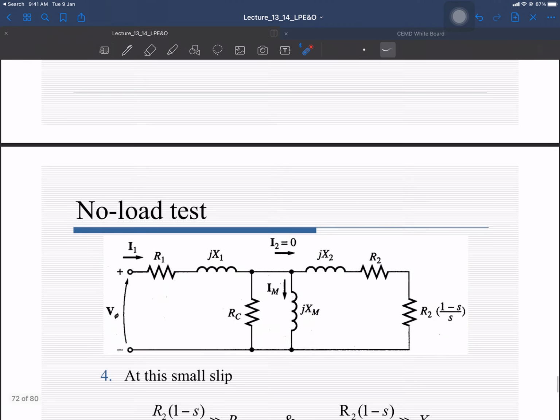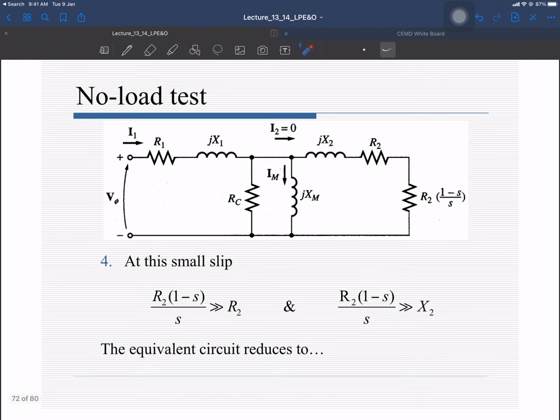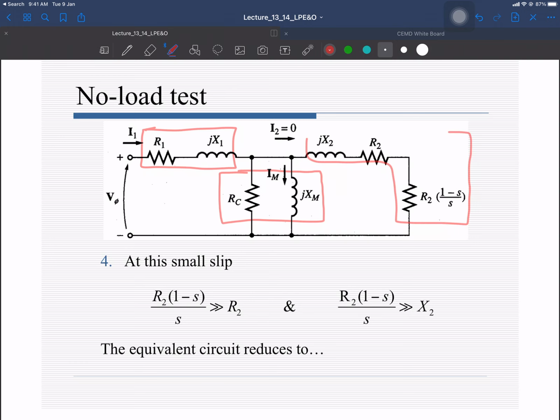Okay, so now if I look at the equivalent circuit and the no load situation, over here you can see this is the stator side, stator resistance R1 plus jX1, and we have this magnetization branch if we consider the equivalent circuit, and this one is the rotor side. So now as this slip is very small, we can say it is approaching 0. It's not exactly 0, approaching 0.